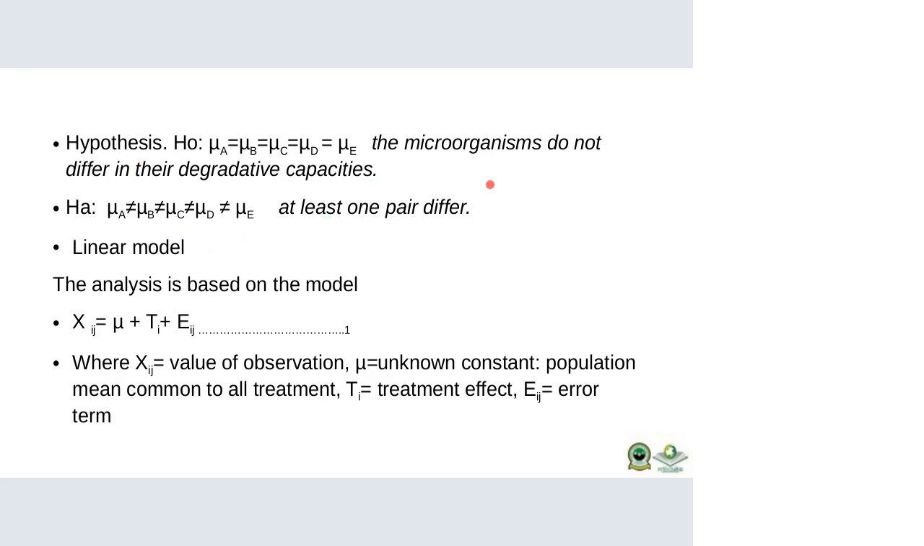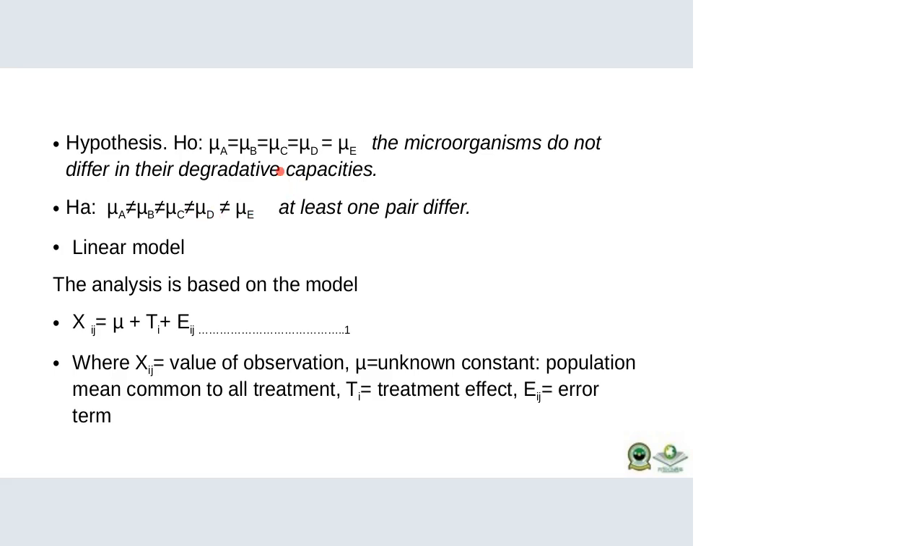If you look at this hypothesis, remember we said for the null hypothesis that the abilities of these 5 microorganisms are equal. They don't have different degradative capacities. Then for the alternative, we said at least one pair, A and B, B and C, C and D, D and E, must differ.